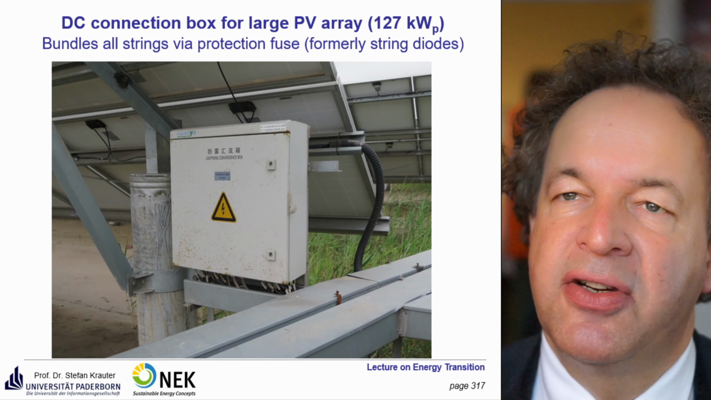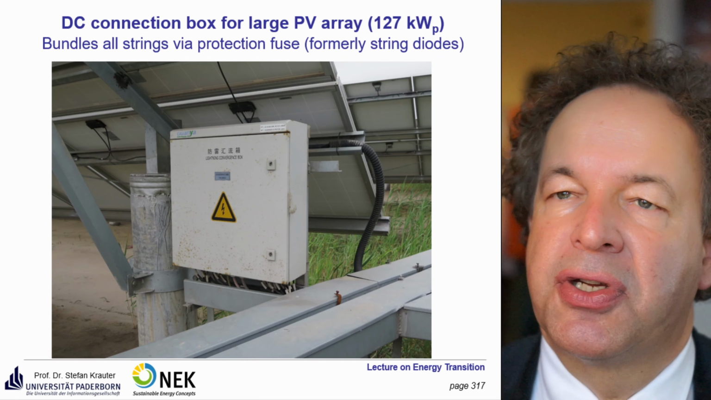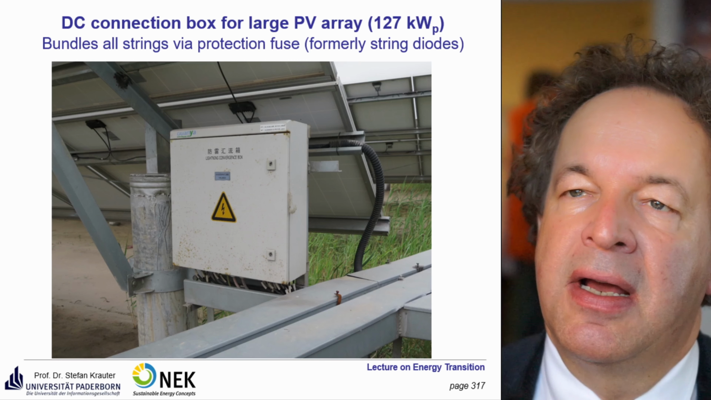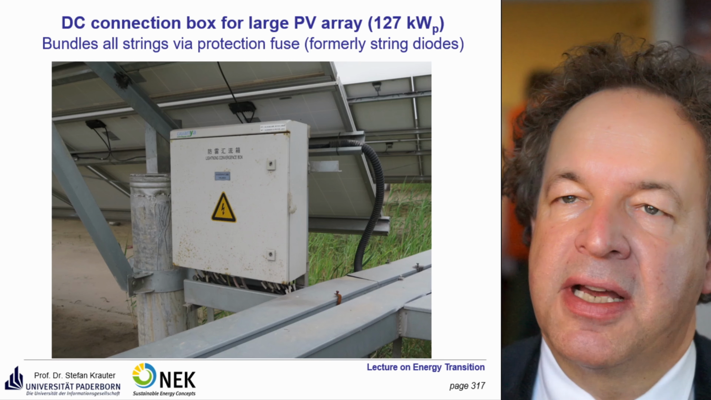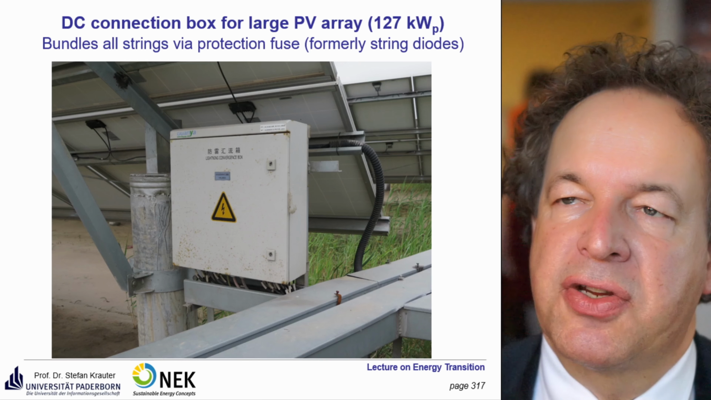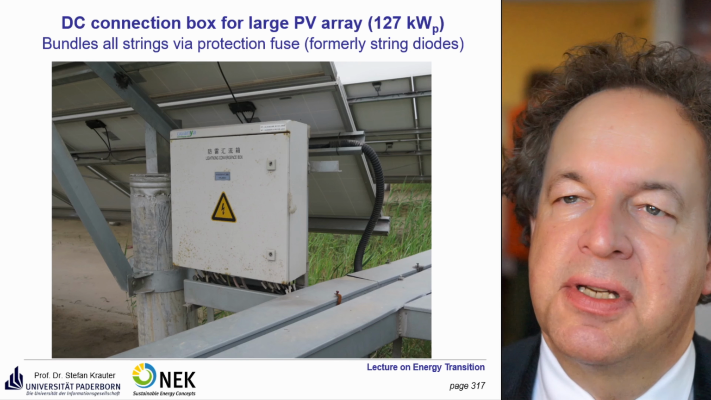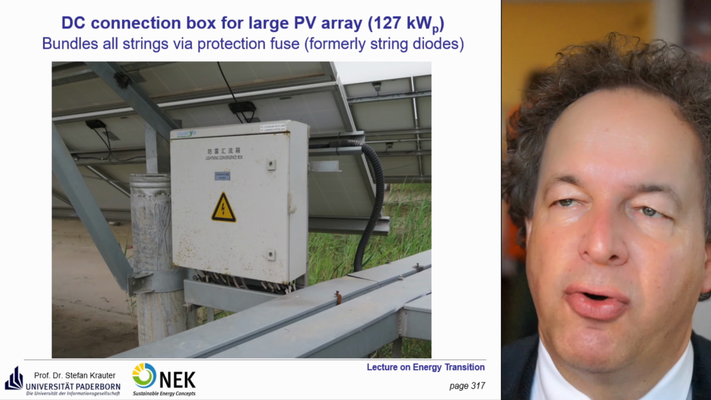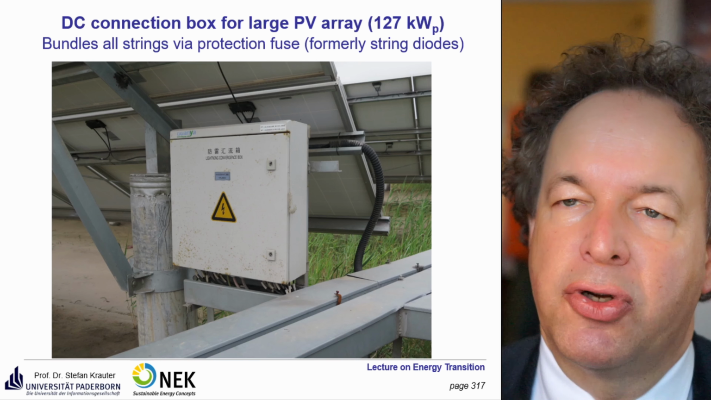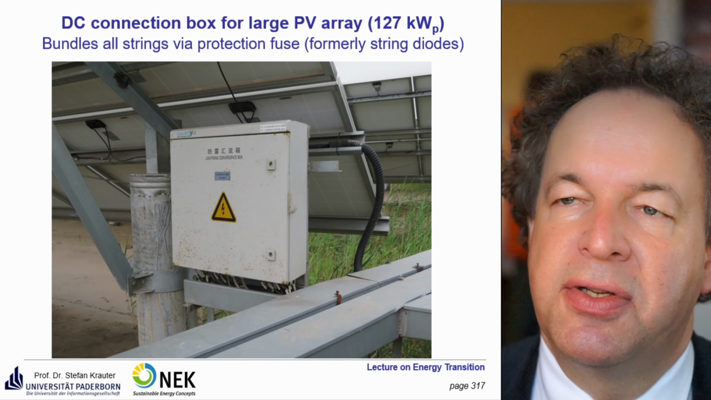This is a DC connection box in China, which operates with a PV generator of 127 kilowatt peak, so under standard test conditions. It bundles all strings via protection fuses, not string diodes, because diodes are more expensive and you have some voltage losses across the string diodes, as we already found out in the exercise. So in order to save costs and avoid losses, it uses fuses.